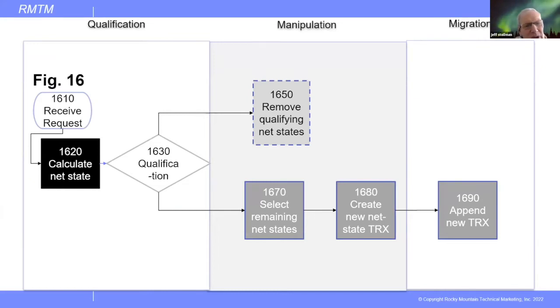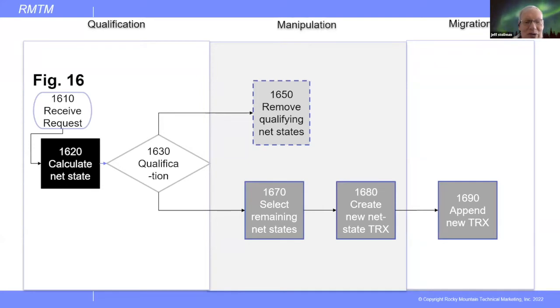So these are just some kind of flow charts showing how this might work. The system receives a request and calculates the net state of the entire blockchain, of every account in the blockchain. It then goes through a qualification test to make sure that if indeed you only wanted to remove zero balance accounts, you would find those accounts that are at zero and remove them. The remaining account, then, that's at 1650.